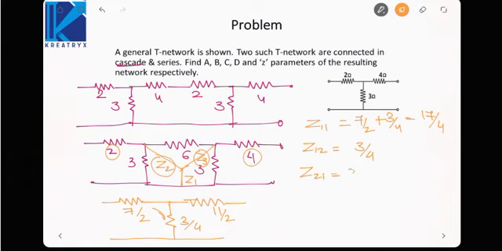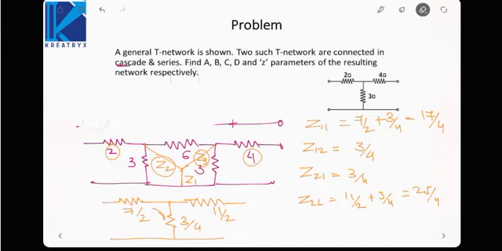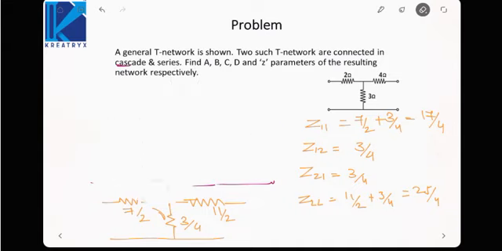Z21 is same, 3 by 4. Z22 is again the sum, 11 by 2 plus 3 by 4, that is 25 by 4. So these will be the Z parameters of the cascade connection. Now we also have to determine the ABCD parameters of this network. We know the interconversion between the Z and the ABCD parameter. So if you want to derive the ABCD, you can derive from Z.